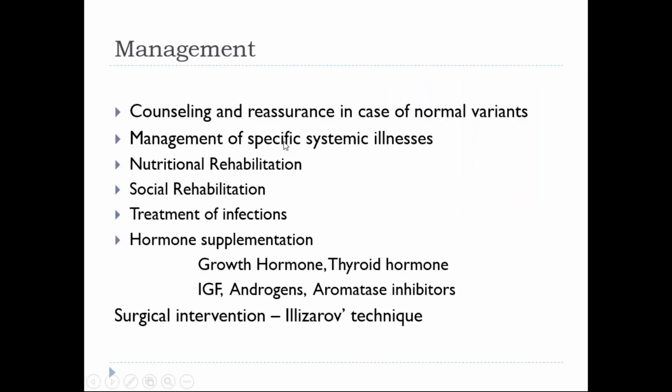So then we do management. Counseling and reassurance for normal variants, we already discussed. Management of specific systemic illness: if the patient has heart disease or cystic fibrosis, treat that. Nutritional rehabilitation, if the child is not getting enough nutrition. Social rehabilitation, if there are psychosocial factors contributing. Treatment of infections, UTIs. Hormone replacement if the child has hypothyroidism, growth hormone deficiency, insulin-like growth factor, androgens, aromatase inhibitor. Surgical, we rarely do, but yes, it is mentioned.